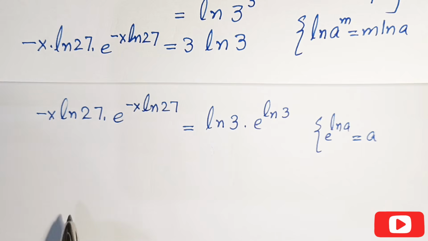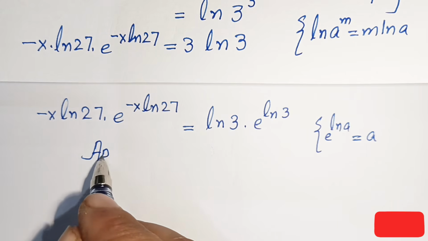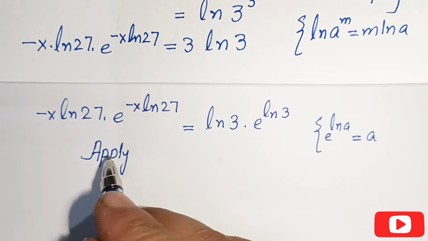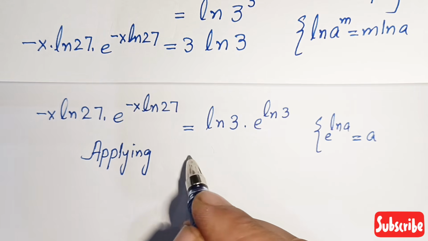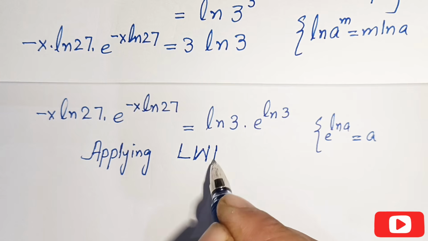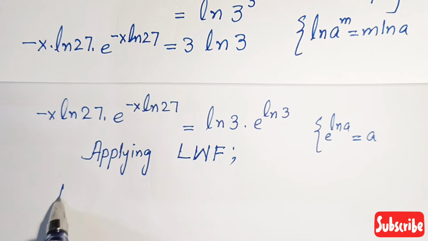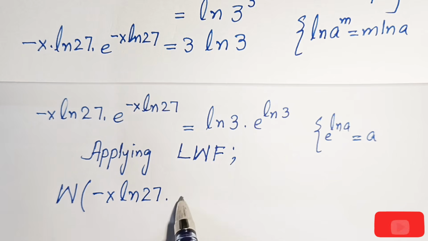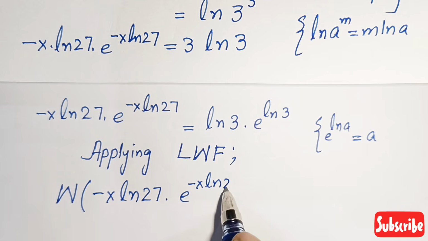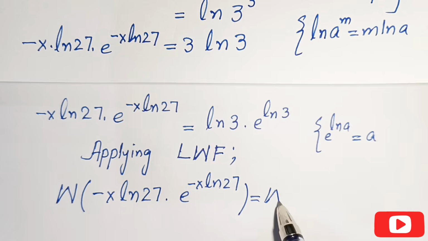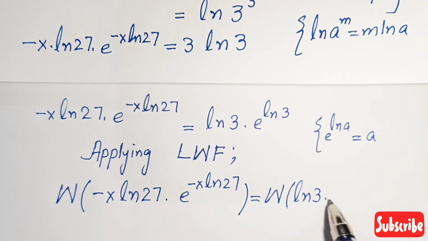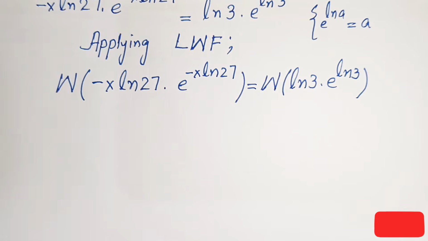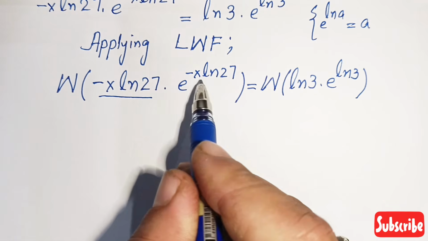Now we are going to use the Lambert W function. So applying the Lambert W function here, which is a very interesting function for solving mathematical problems. Now left hand side will be Lambert W function of minus x natural log of 27 times e to the power minus x natural log of 27, that is equal to Lambert W function of natural log of 3 times e to the power natural log of 3. So according to the Lambert W function, it will be equal to, this term is same as this one.